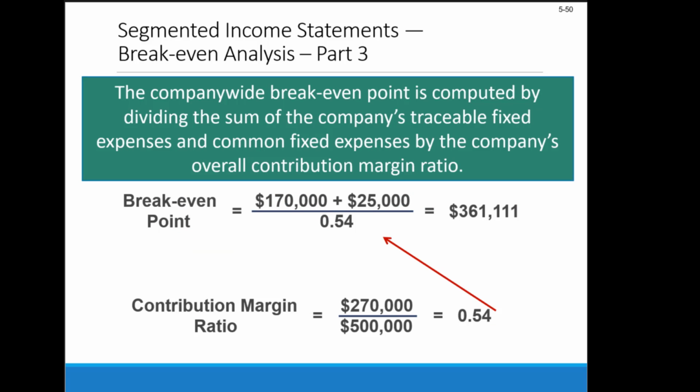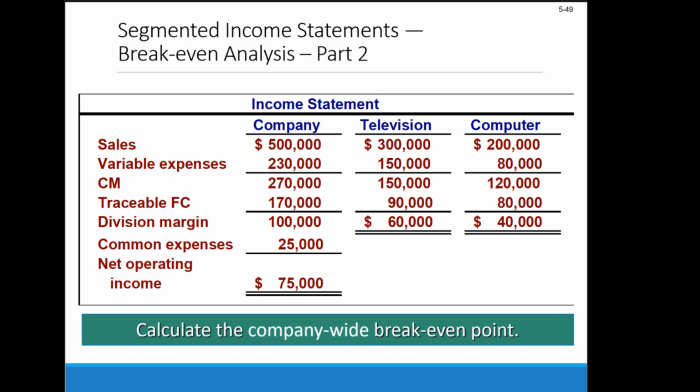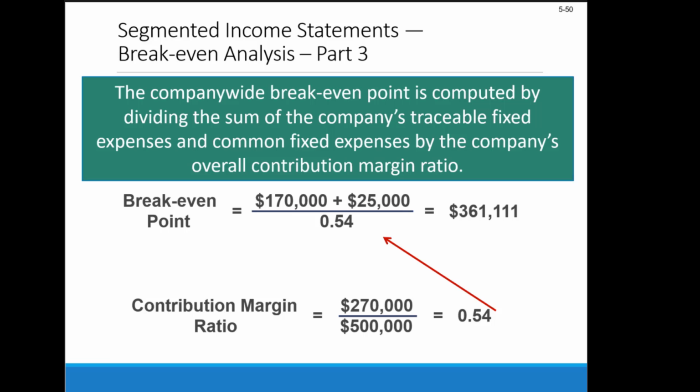We're going to take all the fixed expenses for the company. So that's all of the traceable fixed expenses of the individual segments, plus the common fixed expenses. And we're going to divide that by the overall company CM ratio. That overall CM ratio would be the overall contribution margin, again across all segments, divided by the overall sales for the company as a whole. Okay, so in this case, that's your 54%. So total fixed expenses, both traceable and common, divided by that overall CM ratio, gives us a company-wide break-even point of 361,000 and some change there.